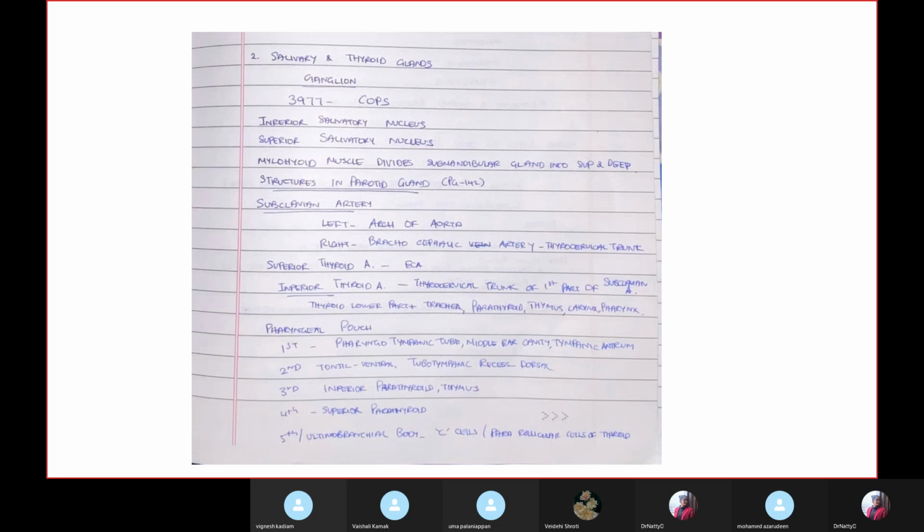Clear with it? They'll ask two MCQs related to mylohyoid, one with the sublingual gland and one with the submandibular gland. If it is sublingual, no doubt at all, it is completely present above the mylohyoid, below the mucosa. Submandibular, the superficial part is above the mylohyoid, the deep part is below the mylohyoid muscle. Then the structures within the parotid gland. There will be a lot of confusion related to it. They'll ask questions with the auriculotemporal nerve and all those things.